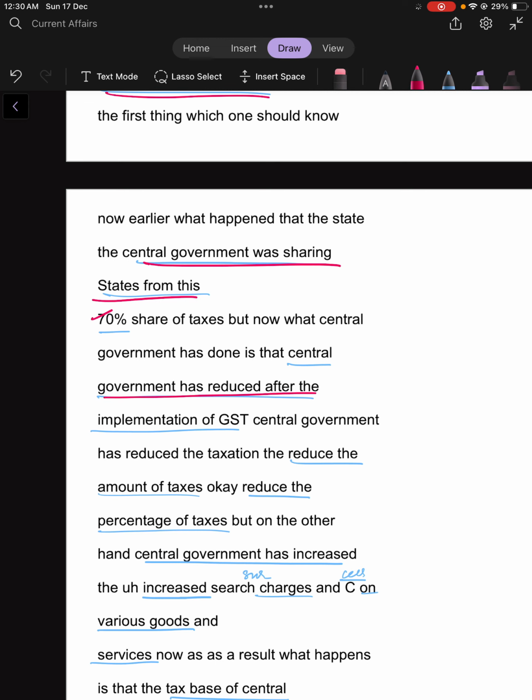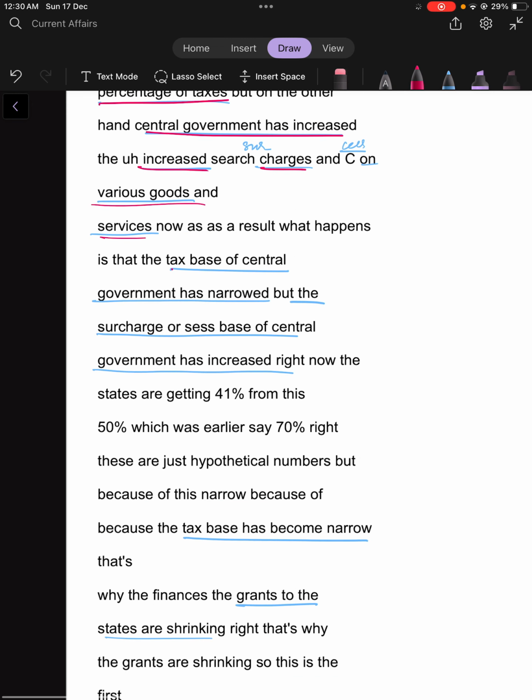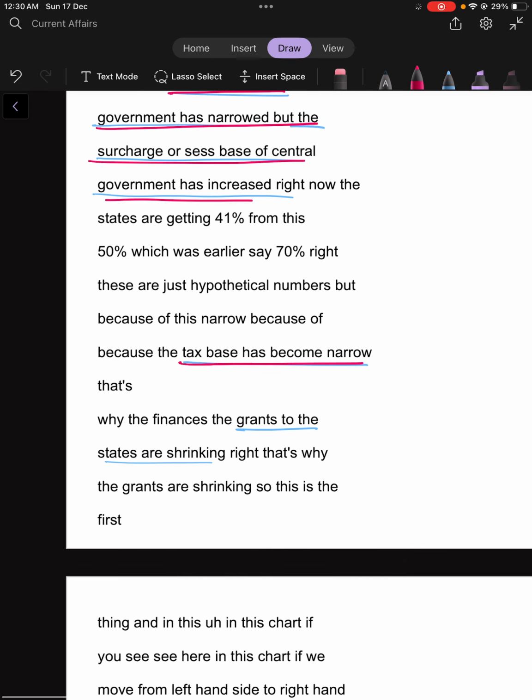The central government has reduced the amount of taxes after the implementation of GST. So they have reduced the percent of taxes, and increased the surcharges and cess on various goods and services. The tax base of the central government has narrowed, but the surcharges and cess base has increased.